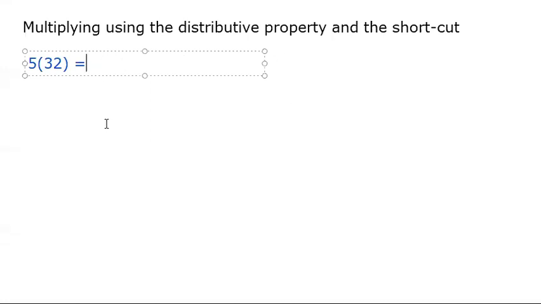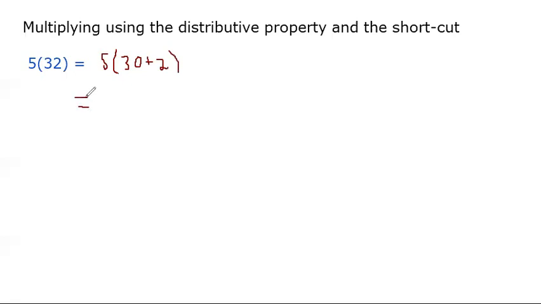So 5 times 32. One way of doing this problem is using the distributive property. I can say 5, instead of 32, I can change 32 to 30 plus 2. That resembles what we call multiplication through addition. That's distributive. So remember, you can rewrite problems any way you see fit, as long as you don't change the meaning of it. Okay?